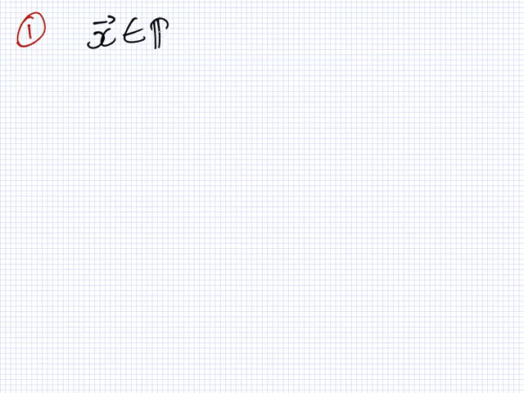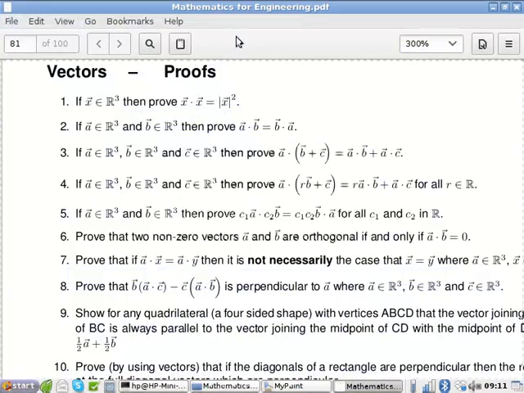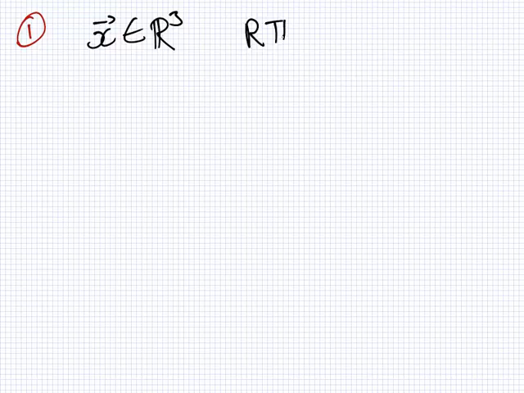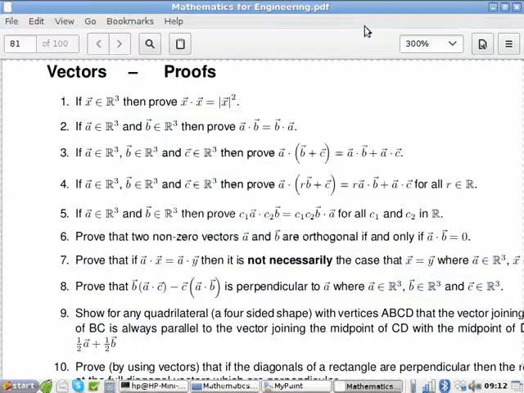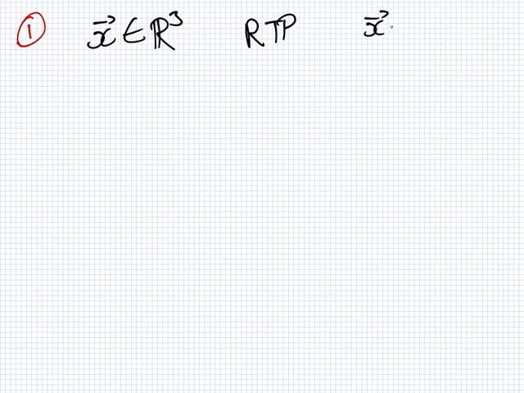Number 1. X is a vector in 3 dimensions. Does anyone know what RTP stands for? Probably not. It means required to prove. So what is required to prove here is that x dot x is equal to the magnitude of x squared.